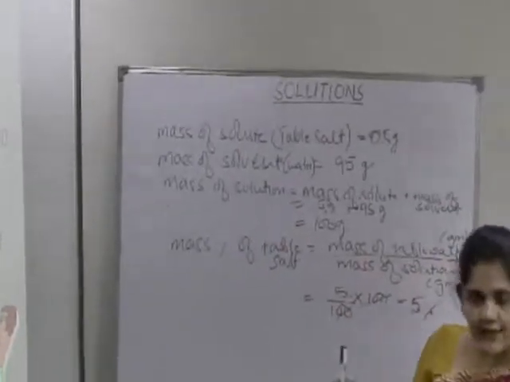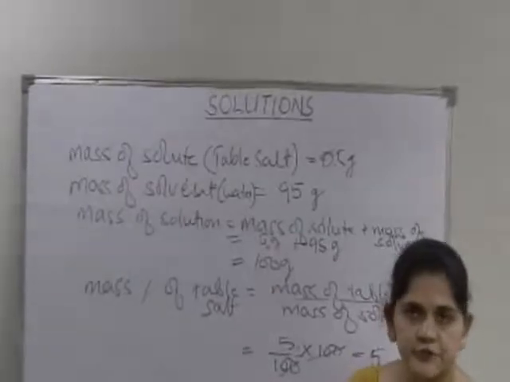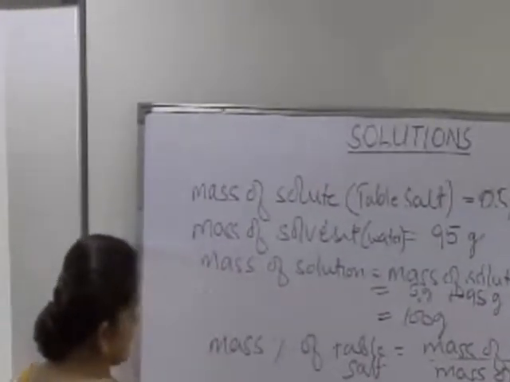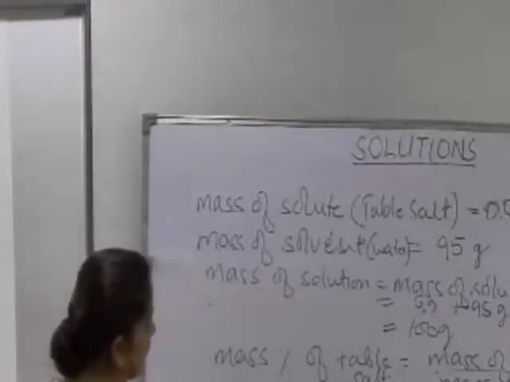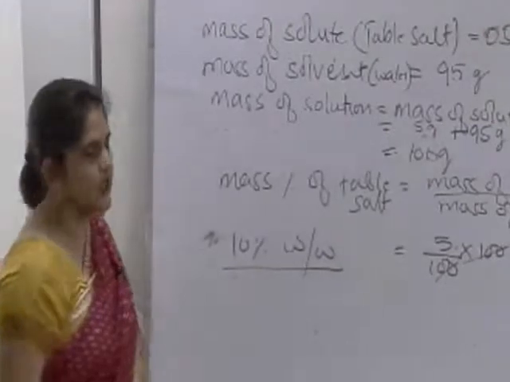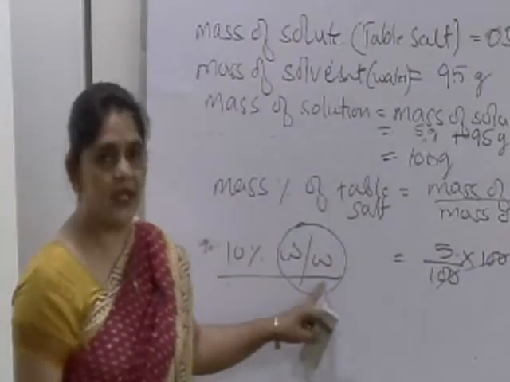This is how you calculate the mass percentage of a given solution. The unit is always, at times we write it as mass percentage, or we say it is 10% W by W. This means the unit is weight by weight.